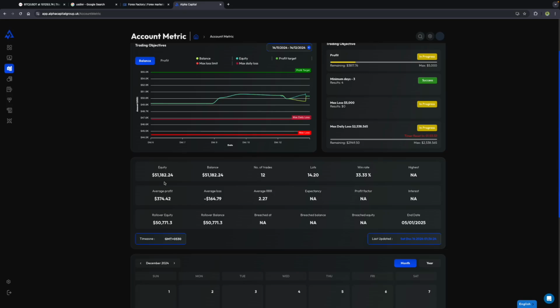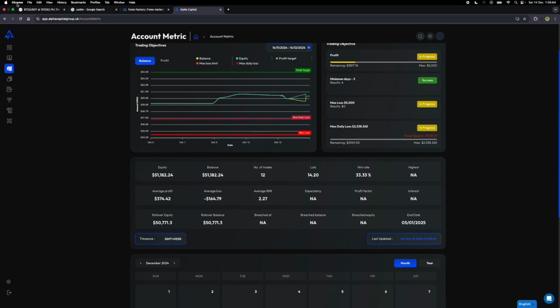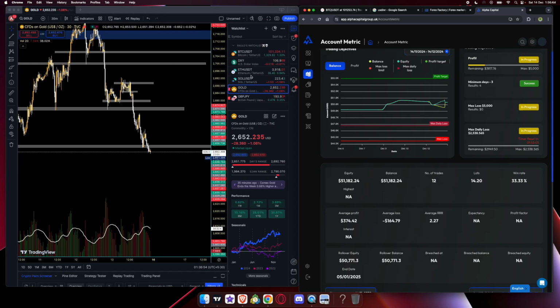How is it possible? My average risk to reward ratio is 2.27. Even though my average R multiple is only 2.27 and my win rate is only 33.33%, how am I profitable in this account? Like $1,100, I'm still up 2% for the whole week. It's just the magic of risk management. That's it. So without wasting any time, let's break down the trade.